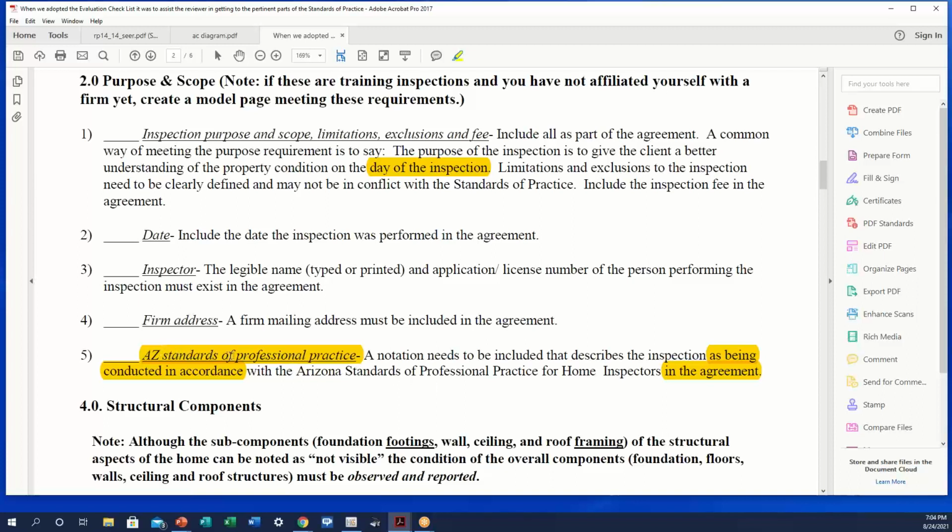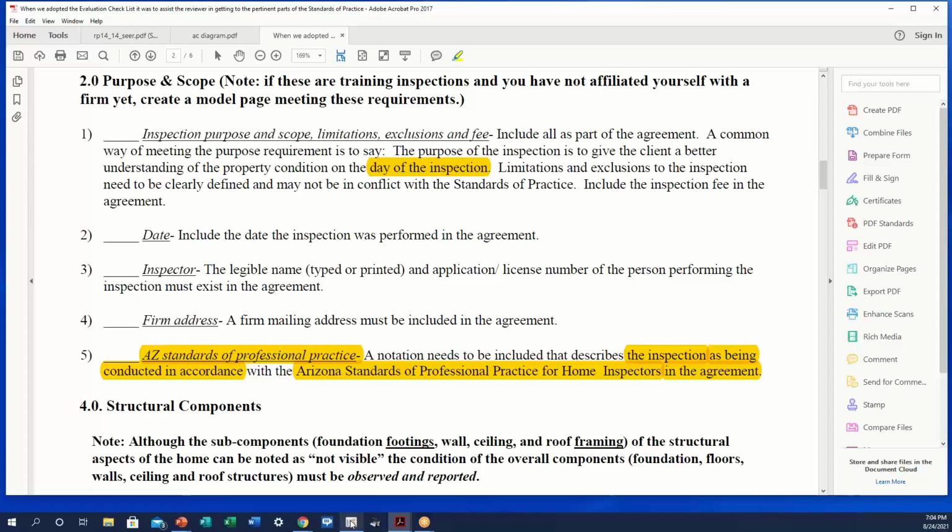So the Arizona Standards of Professional Practice, that's the wording. And then you have to say that this inspection, right over here to the right, is being conducted in accordance with the Arizona Standards of Professional Practice. There it is. That's the wording. And when I say that's the wording, it exactly has to be that wording, everyone. That has to be in your agreement. So they sign it, they agree to it, and off you go.